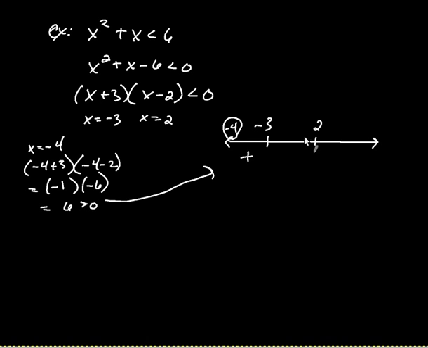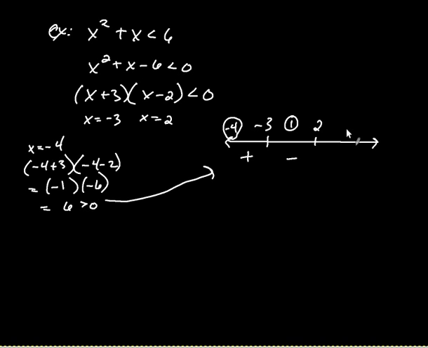So between -3 and 2, pick a test point. So pick like the number 1, for example. So I'm going to take the number 1 and plug it in right there, and right there. Let's do that mentally. So 1 plus 3 is 4, and 1 minus 2 is -1, and 4 times -1 is -4. Now what matters is that it's negative. We're just keeping track of the signs here. I got a 6 before, so I put a positive. I got a -1 just now, I put a negative.